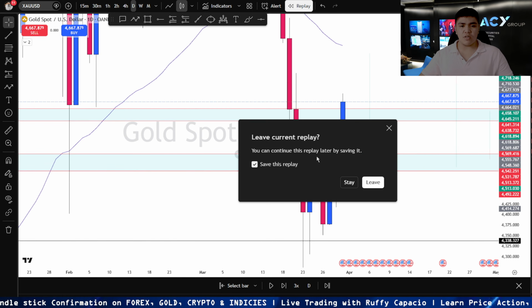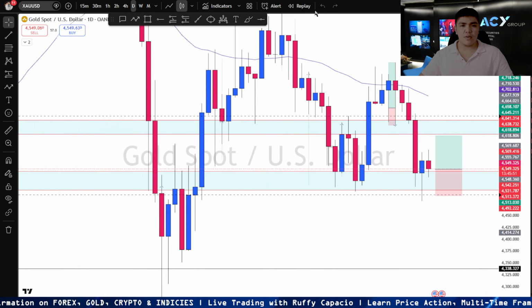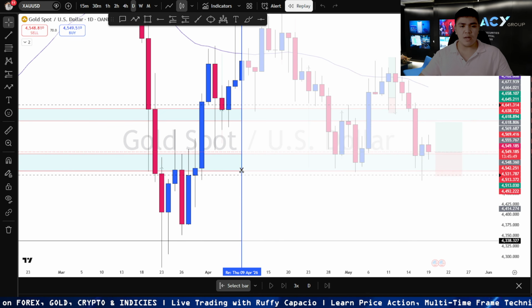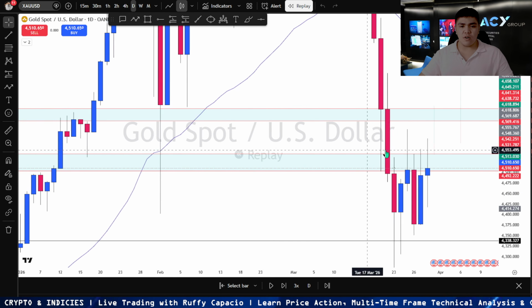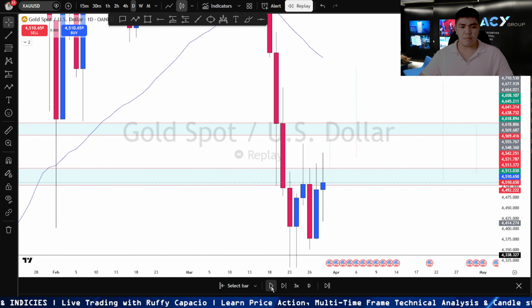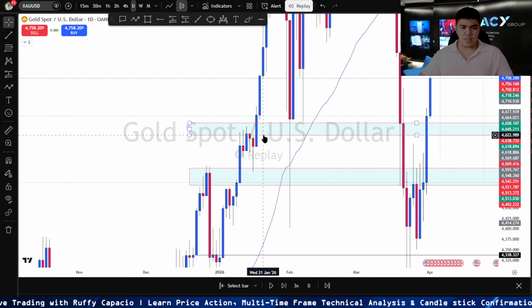Now probably we could just go a little bit further. Yeah, right exactly in this area. Now we already knew that there is a strong resistance zone. Now let me play this out. Right exactly in this area, there is a strong resistance zone.